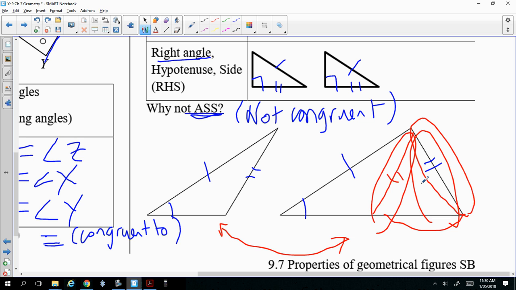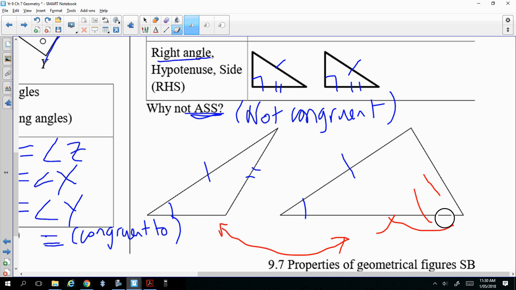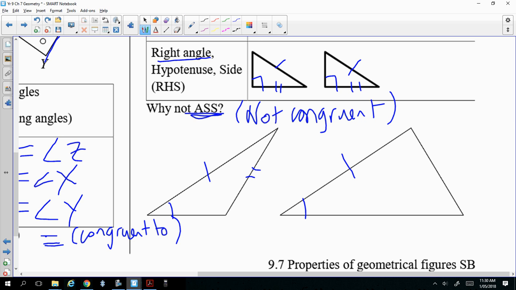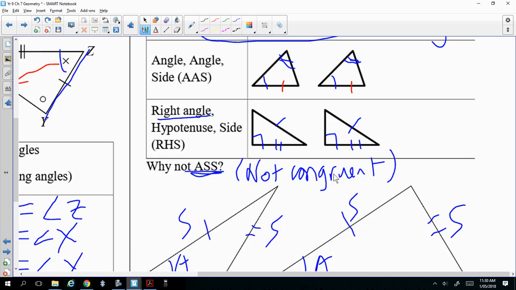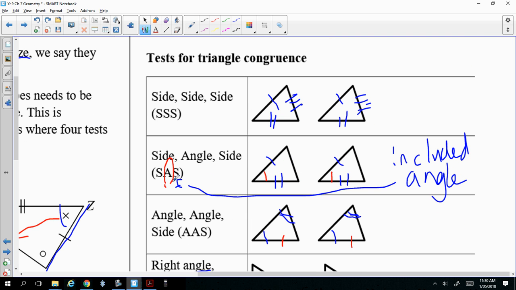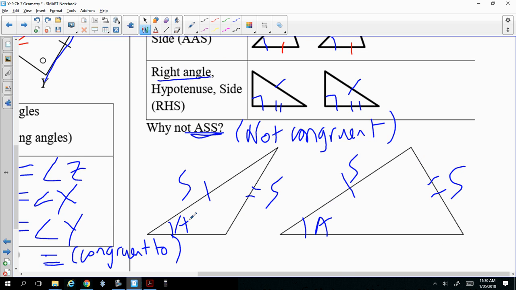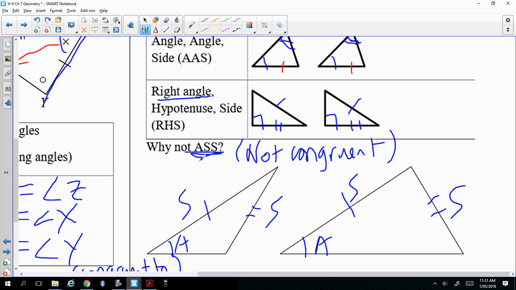Yes, Declan? Yeah, so the difference is that ASS doesn't mean they're congruent. Can you see that's A, that's S and S, right? But they're not congruent. Whereas this one, they have to be congruent when you put the angle in between the two sides. That will ensure congruency. But if you don't put it in between, they may not be congruent. Does that make sense? You don't understand? So ASS is different from SAS because you end up getting two different triangles.